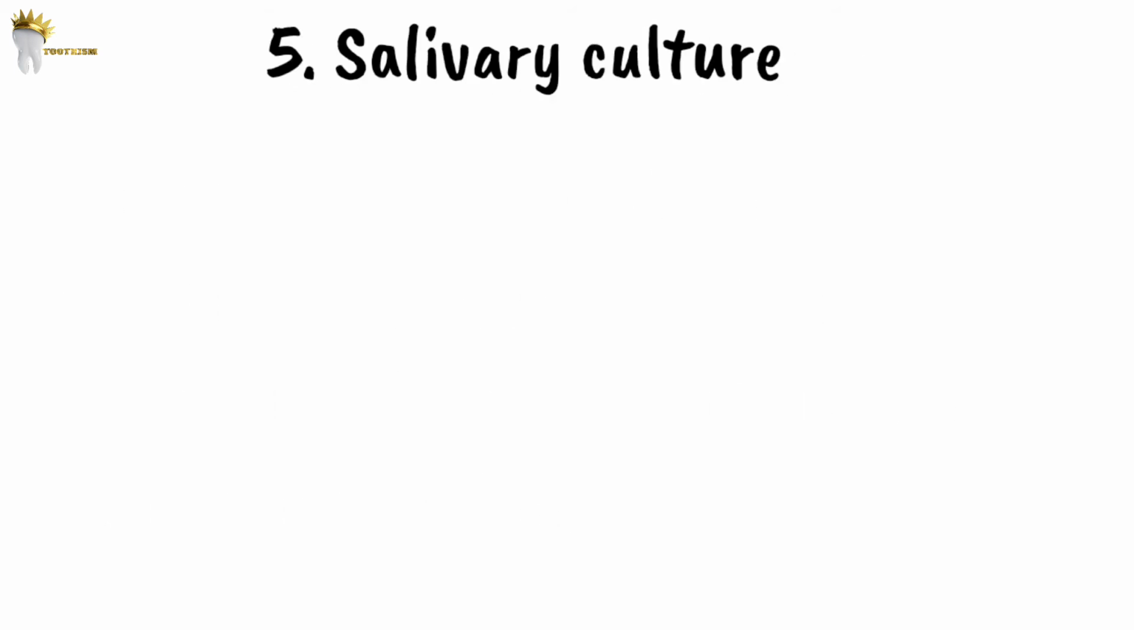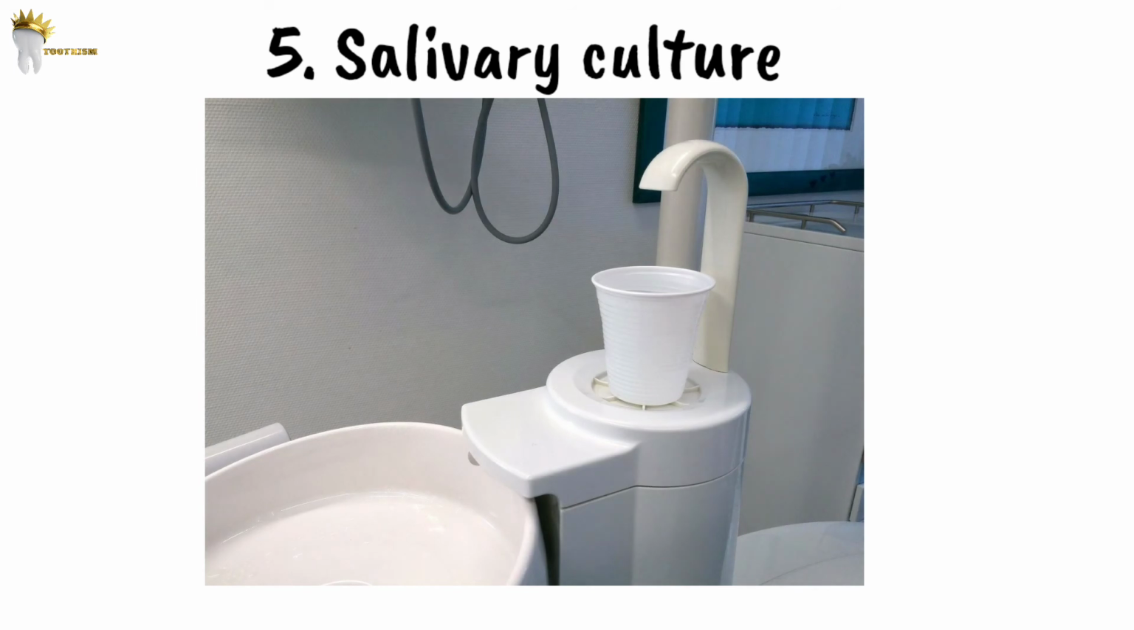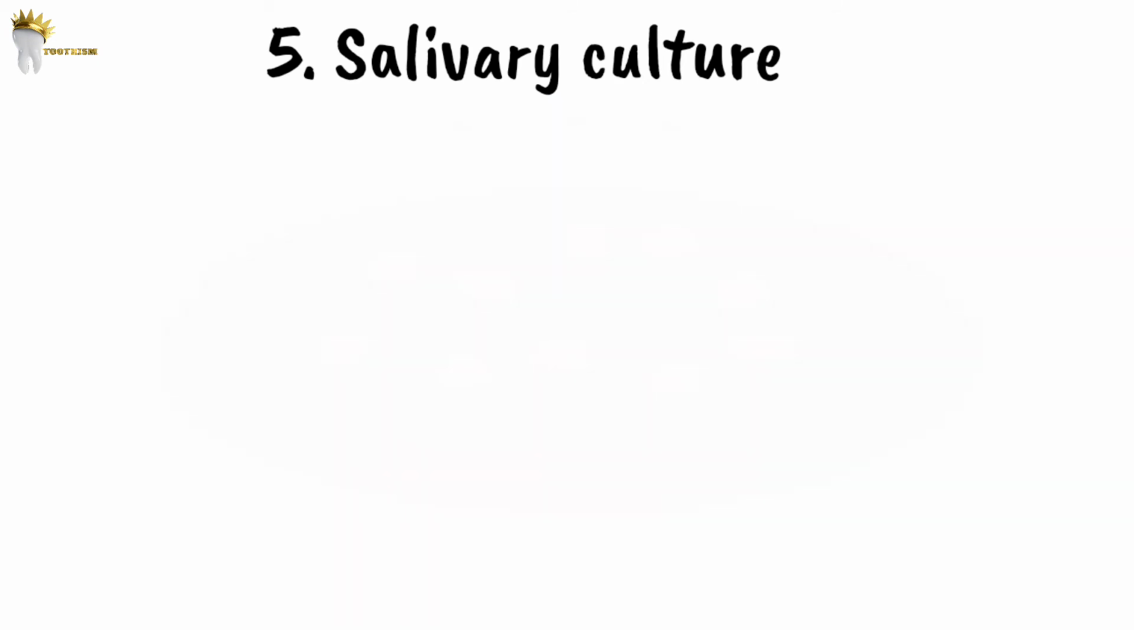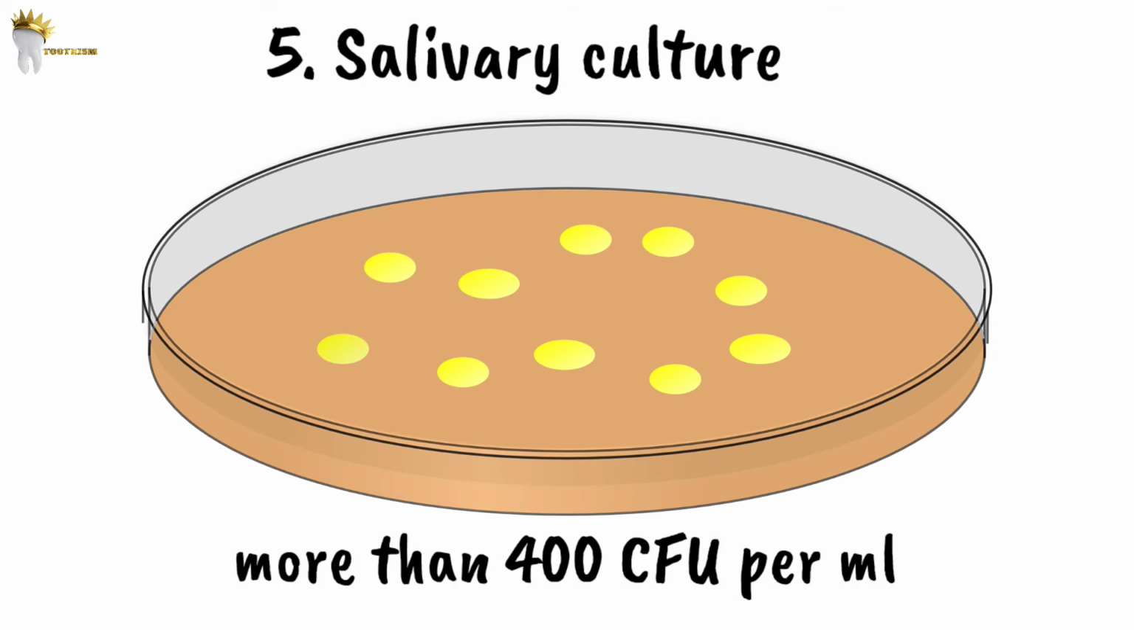Next is salivary culture. It's as useful as imprint culture. In this method, the patient spits around 2 ml of saliva into a sterile container. The saliva is taken on Sabouraud agar, and patients who display clinical signs of oral candidiasis usually have more than 400 colony forming units per ml.